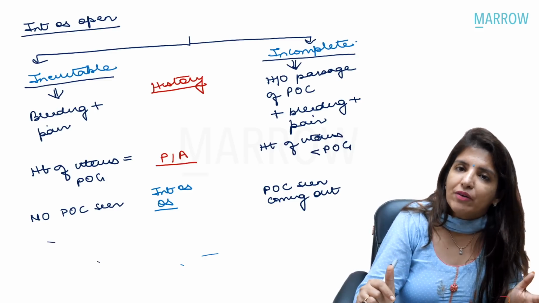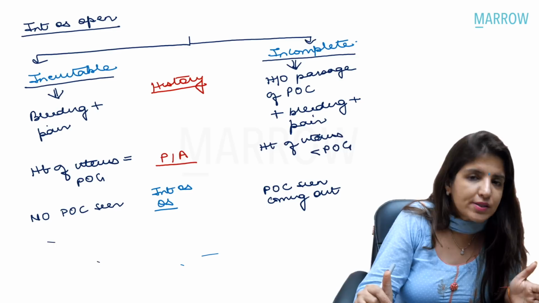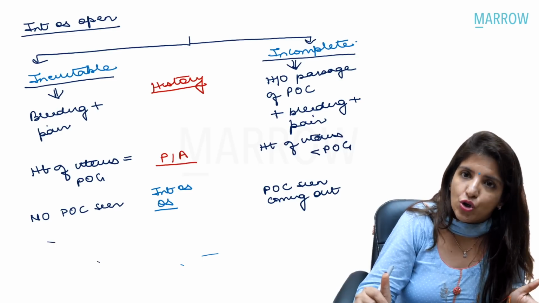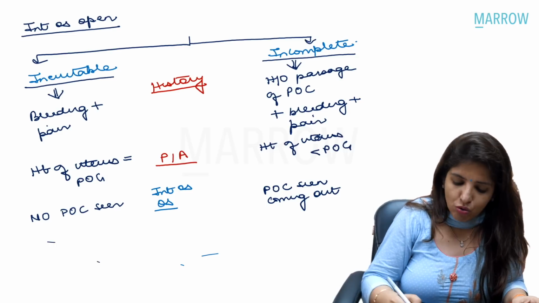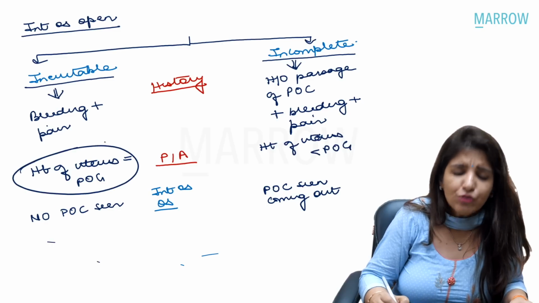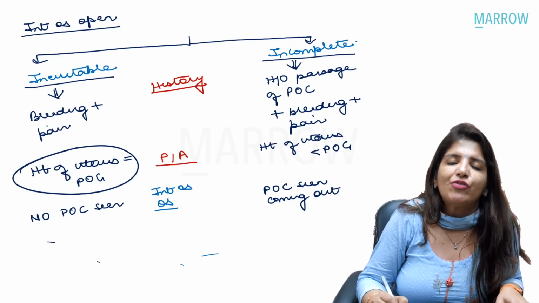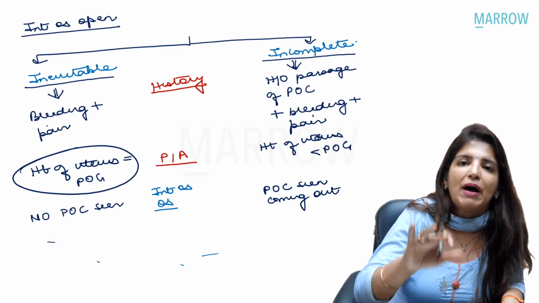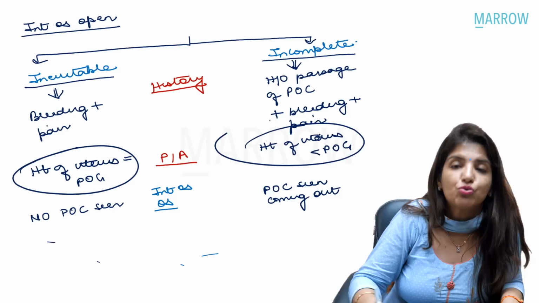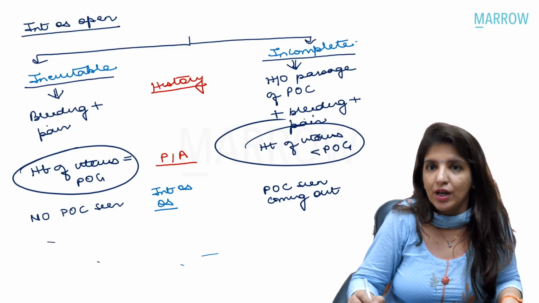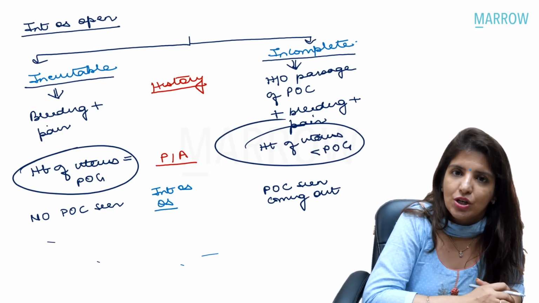Then when you do a per abdominal examination, in case of inevitable abortion, no fetal part has come out, that is why the height of the uterus will be equal to the period of gestation. Whereas in case of incomplete abortion, because fetal parts have started coming out, the height of the uterus will be less than the period of gestation.